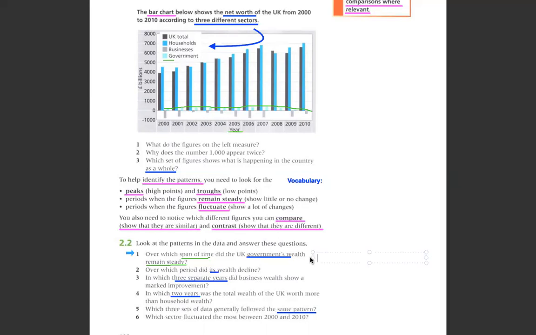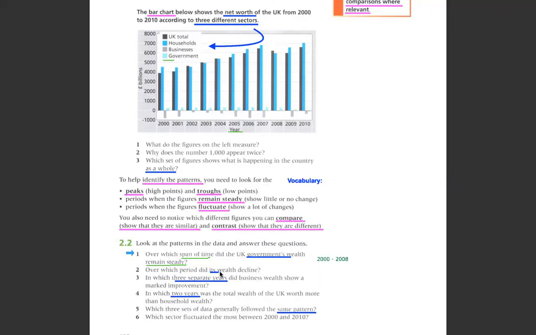so I would say that from 2000 to 2008, it remained steady. We can see only after 2008 is there a real change. So if you're not sure, you can draw on your question paper, draw a line. If it looks like this, it fluctuates. If it looks like this, it remains steady.